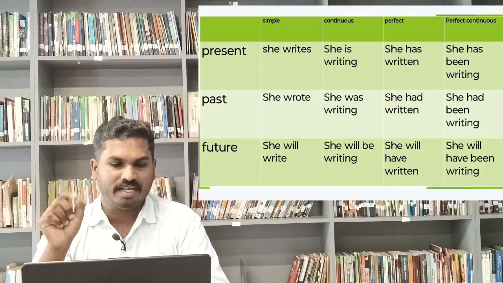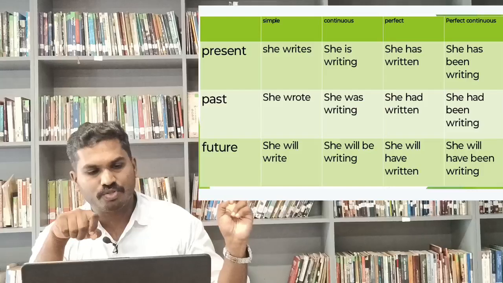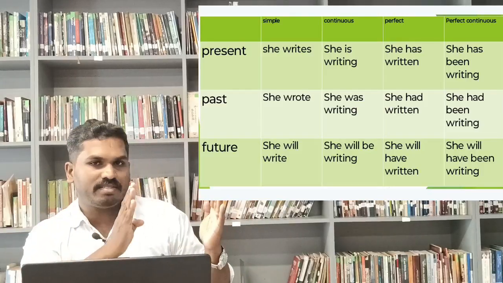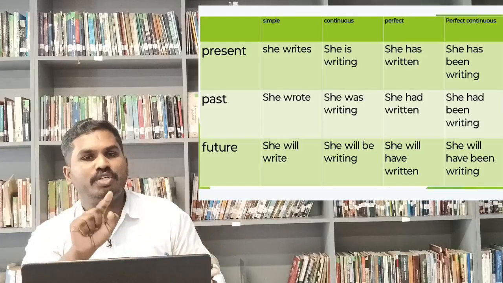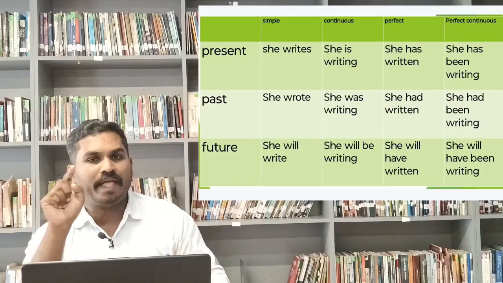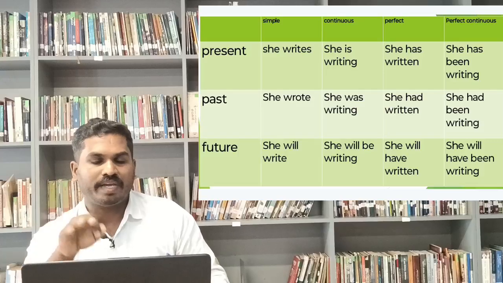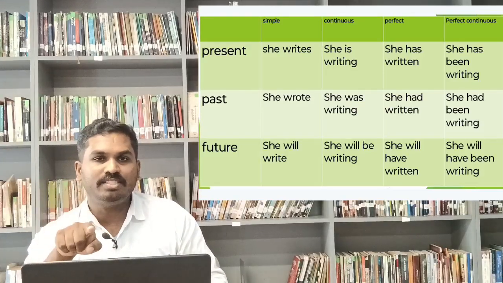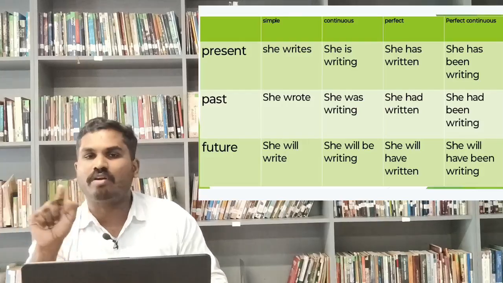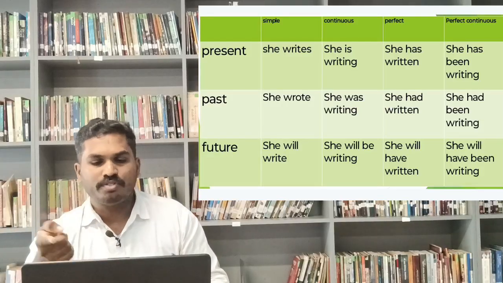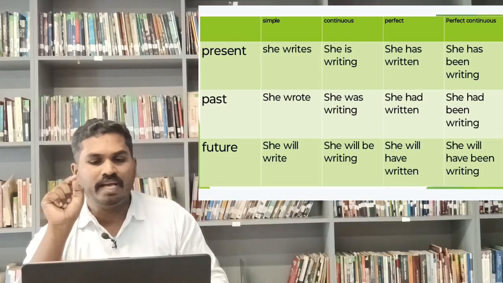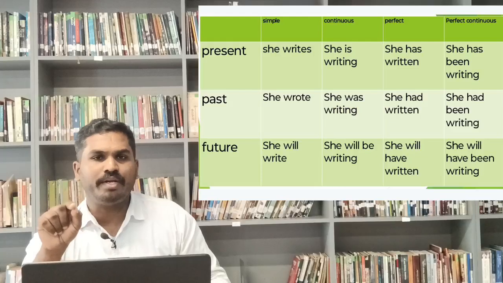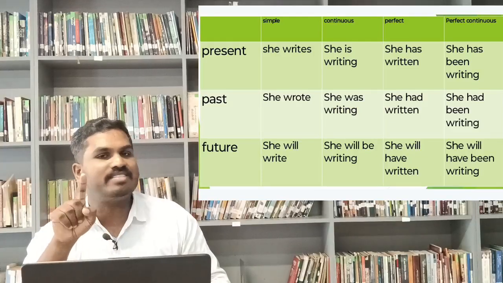When it comes to the present continuous tense, the sentence "she writes" changes into "she is writing." Subject she, then the auxiliary verb is, am, or are. We select is because she is singular. Then the ing form of the verb, write plus ing, writing. So "she is writing." When it comes to the present perfect tense, it changes into "she has written." The subject is she, so we use has, because has is the singular form.